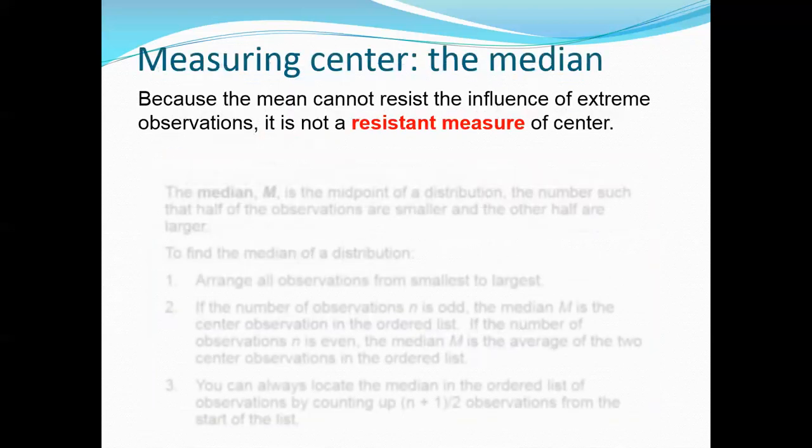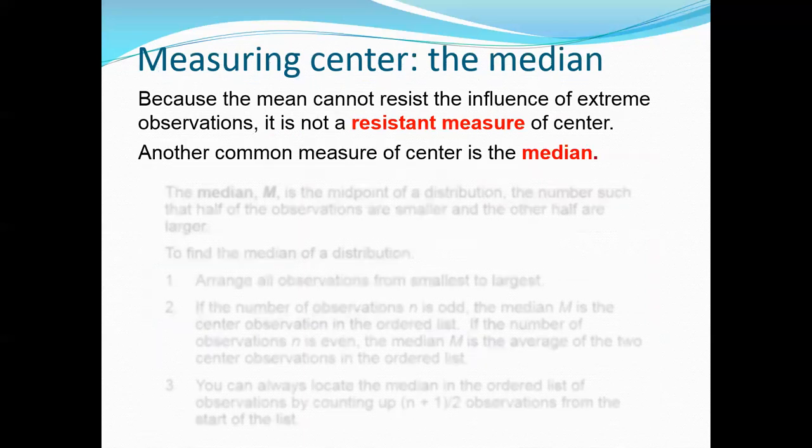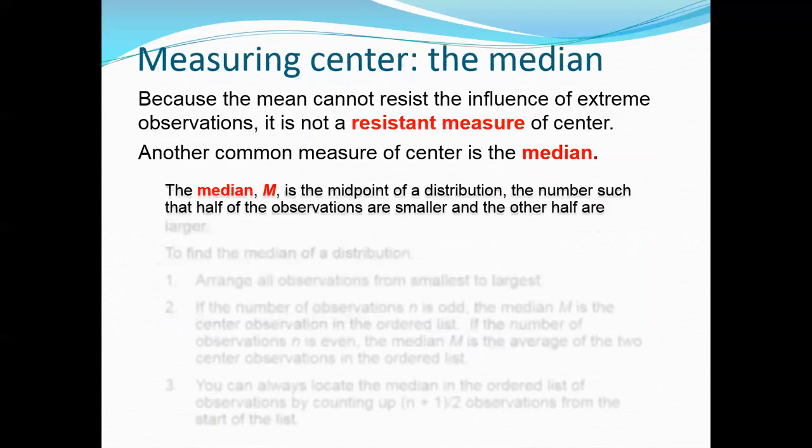Measuring center, the median. Because the mean cannot resist the influences of extreme observations, it is not a resistant measure of center. Another common measure of center is the median. The median M is the midpoint of a distribution, the number such that half of the observations are smaller and the other half are larger.